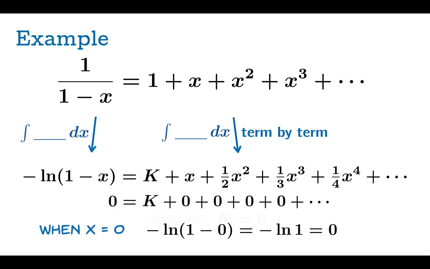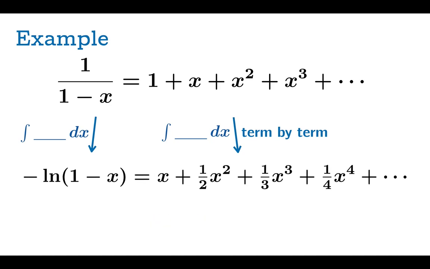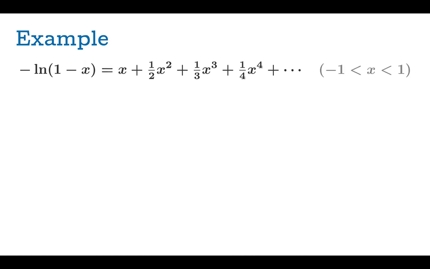And so what do we conclude from this? Well, that constant of integration, actually we have to make it 0 to make both sides equal. And when you do that, now you have your power series representation for negative ln of 1 minus x. So let's see, what about an interval of convergence? Well, once again, the open interval of convergence was -1 to 1, so we're going to keep that.